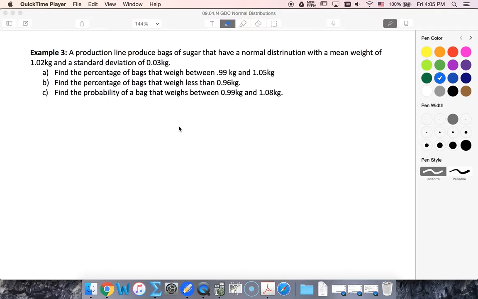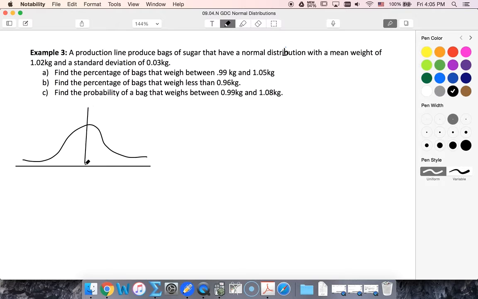All right, let's solve a sample problem using our calculators. So we've got a production line making bags of sugar, normal distribution, and a mean weight of 1.02 kilos, standard deviation of 0.03. So if I think about my normal distribution curve, then I'll have a mean of 1.02, and so my standard deviation 0.03, sorry.